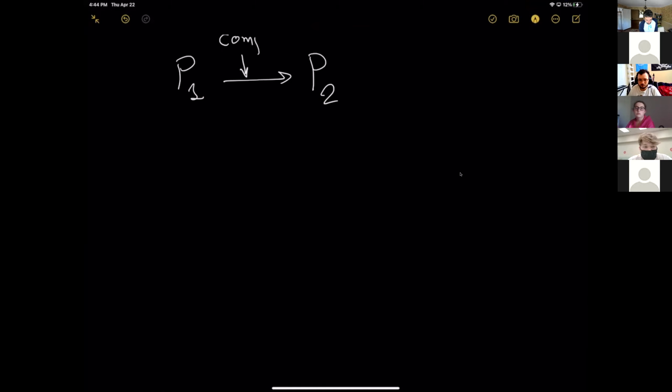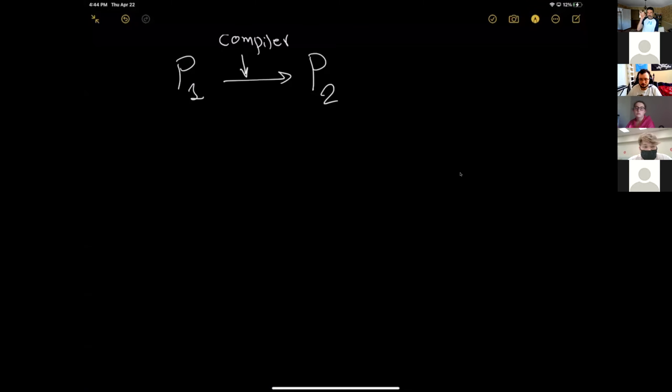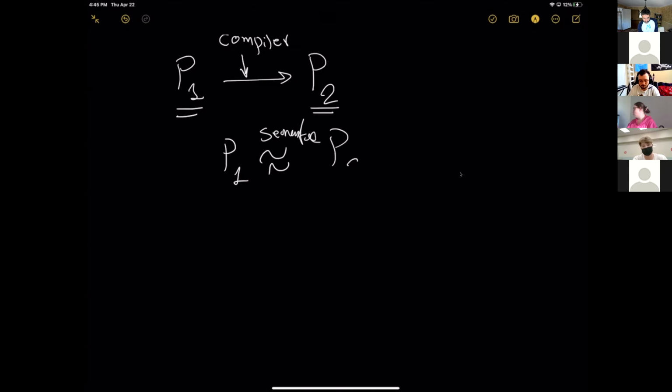And this change, who takes care of this change? The compiler, okay? But one thing is very important: we don't want to change the semantic of the program, because otherwise P2 would be a different program than P1, with different semantic. We want to preserve the semantic of the program. So if you want to represent it, P1 should be the same in terms of semantic as P2.